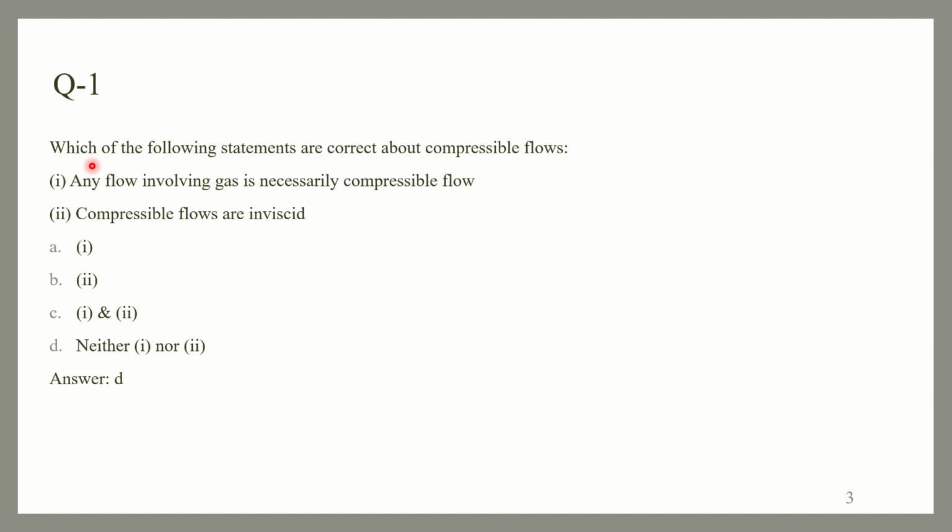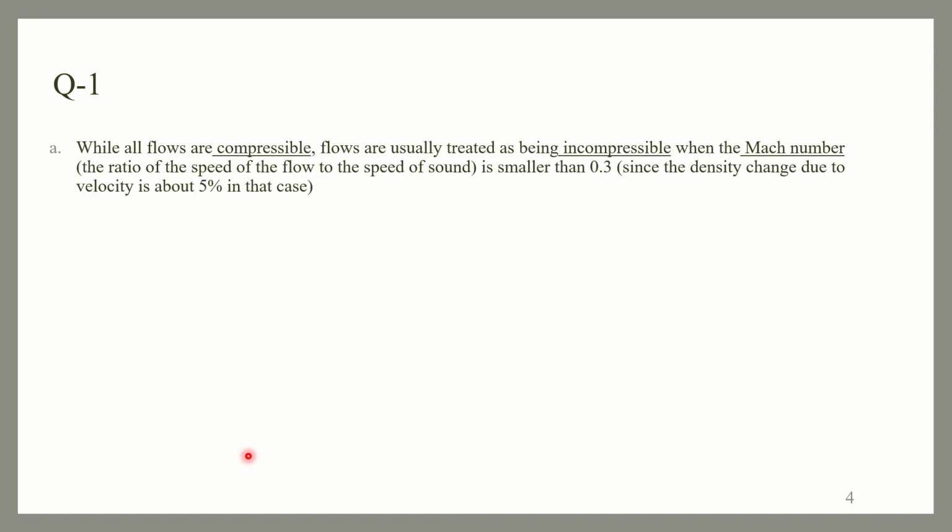how to define compressible flows? Compressible flows are those in which the Mach number is greater than 0.3. If it is less than 0.3, the density change in those systems is less than 5%. So we treat it as incompressible. Flows are usually treated as being incompressible when the Mach number is smaller than 0.3. So just remember this: when the Mach number is less than 0.3, it is incompressible flow because the density change in those systems is 5%.